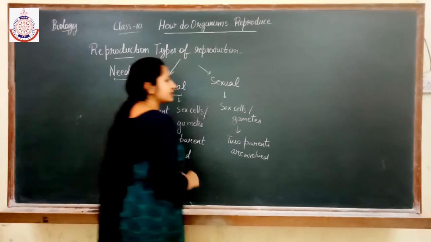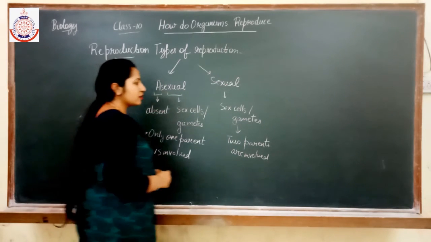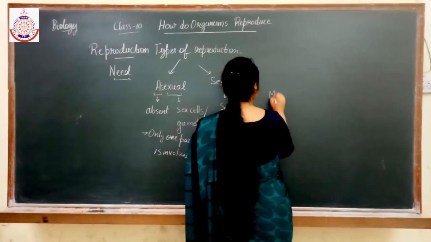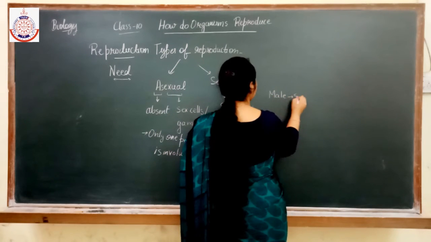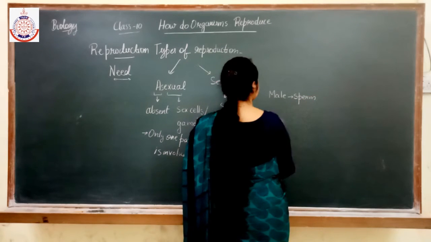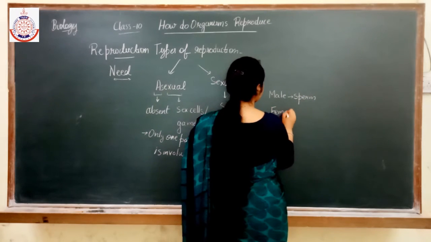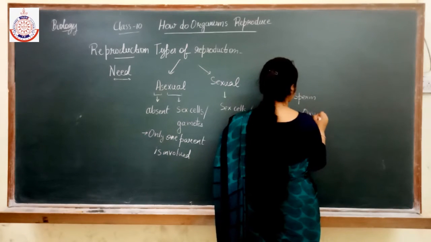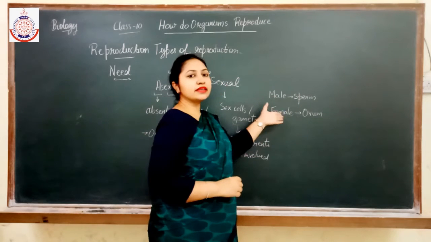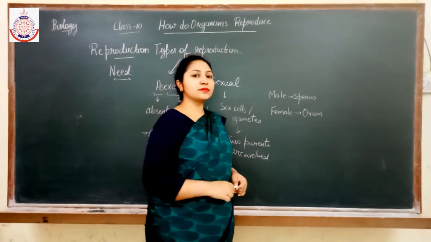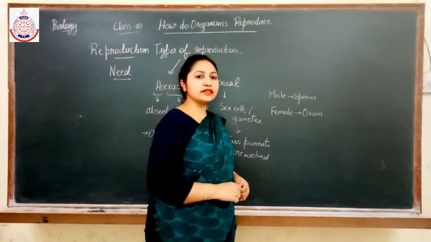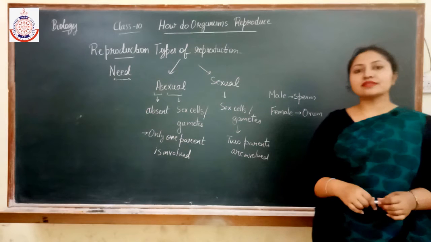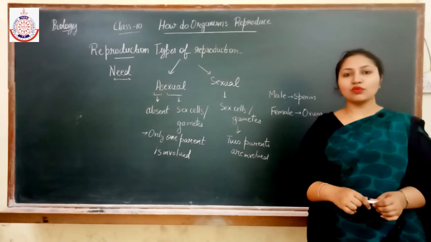And they produce the sex cells, meaning the gametes. Now what are the gametes here? The male produces the sperm, and the female produces the ovum. So these are the gametes, sperm produced by the male and ovum produced by the female parent. So these are the two differences between the asexual and the sexual mode of reproduction.